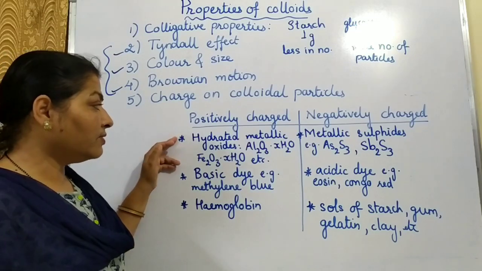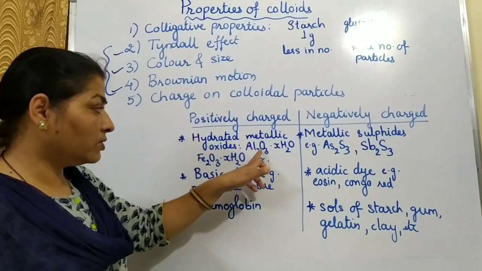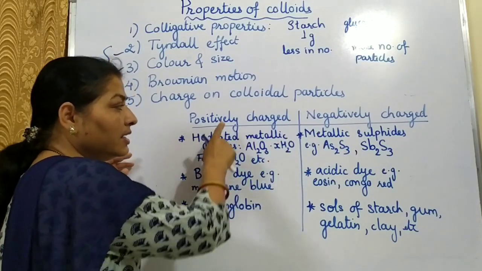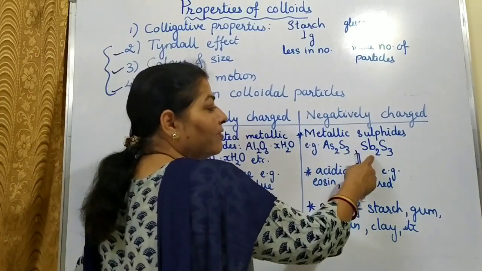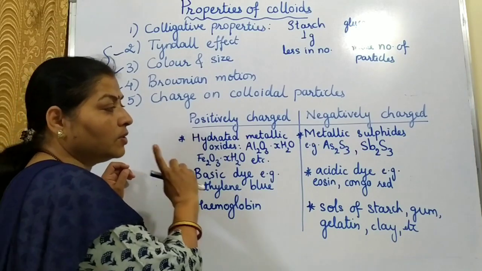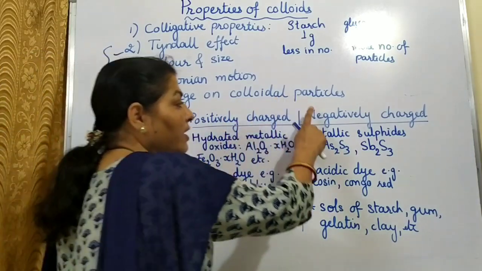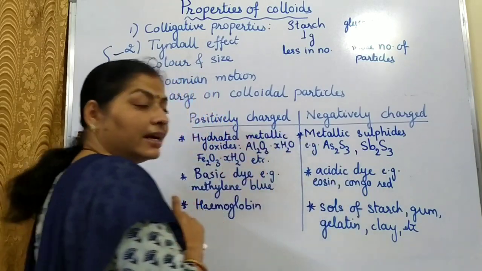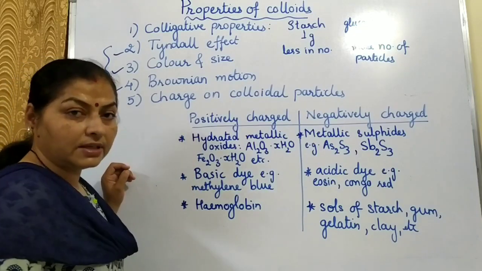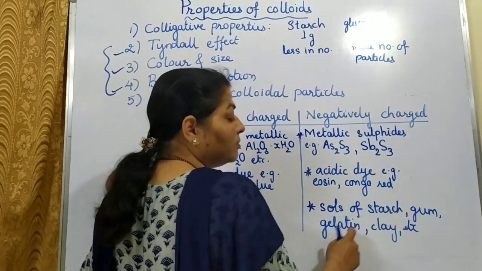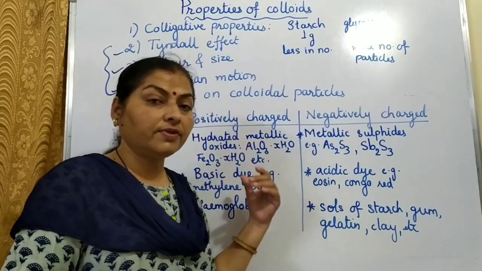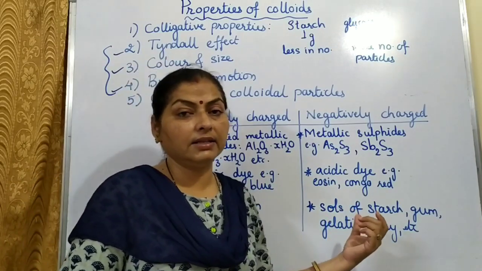So examples of positively charged sol are hydrated metallic oxides. So you can compare these two. Like oxides, if it is metallic oxides, then it is positively charged. If it is metal sulfide, then it is negatively charged sol. If it is a basic dye stuff like methylene blue, then it is positively charged. If it is negatively charged, then it is an acidic dye stuff like eosin and Congo red. Then another example is hemoglobin is a positively charged sol, whereas starch, gum, gelatin, clay, they will come under negatively charged sol. This table you have to learn because examples from this are asked in the exam also.